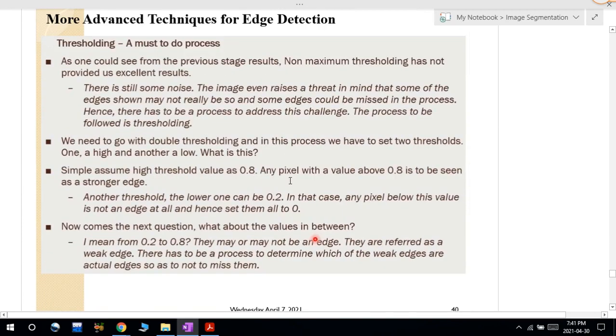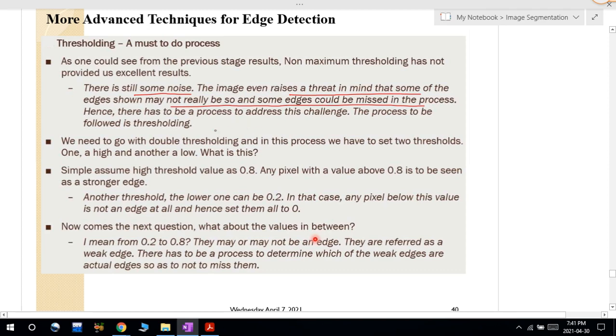So after applying this thresholding, the same thing is described over here. Some noise may also be considered as edge. So to remove this one, okay, still there is some noise. The image even raises a threat in mind that some of the edges shown may not really be so, and some edges could be missed in the process. So to remove that, after applying non-maximum suppression, it will consider only the true edge points. After that also some noise may be considered edge.